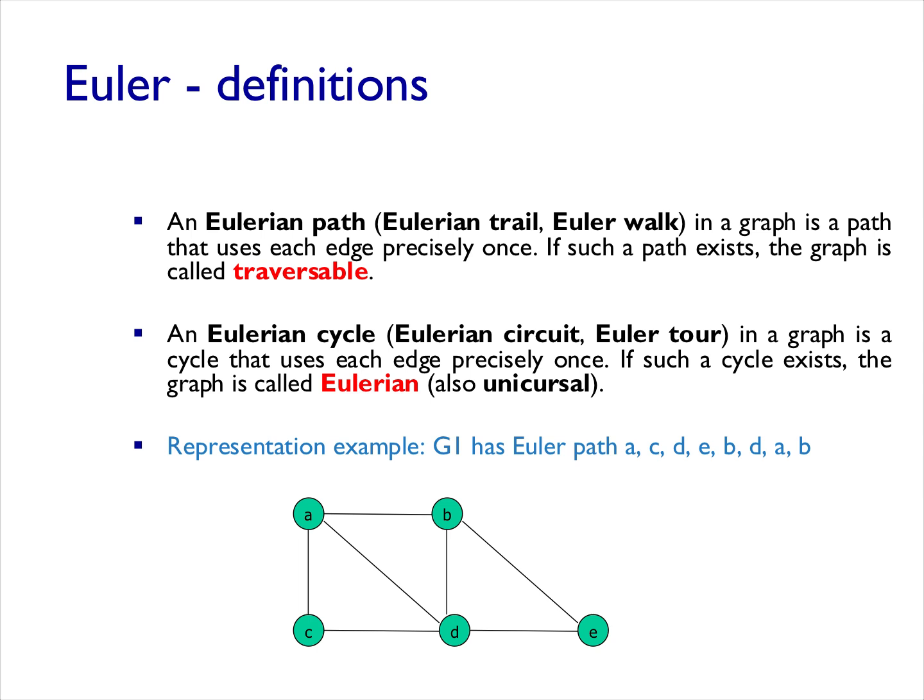And if you manage to do the same, but you actually start and finish at the same vertex, then in this case you have something called an Euler cycle, and the graph is called Eulerian. Not traversable, but Eulerian. So you manage to go over each edge once, and you end at the same vertex that you started from, and that's called an Euler cycle or Eulerian cycle.